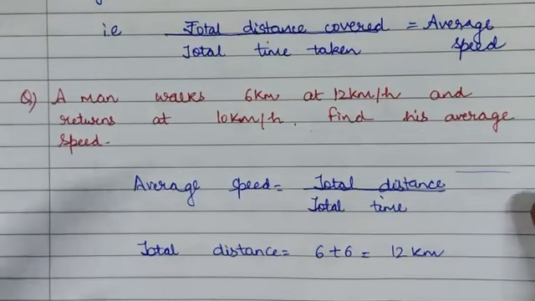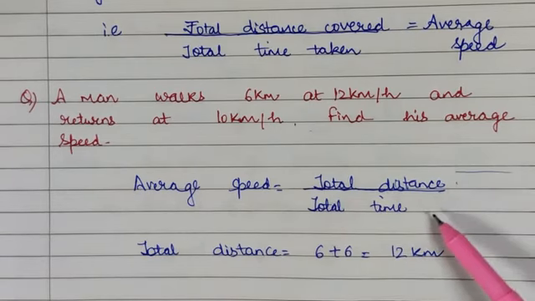A man walks 6 kilometer at 12 kilometer per hour, and then when he is returning, his speed is 10 kilometer per hour. So it means the speed is not the same. It means we have to find the average speed, that is total distance upon total time.